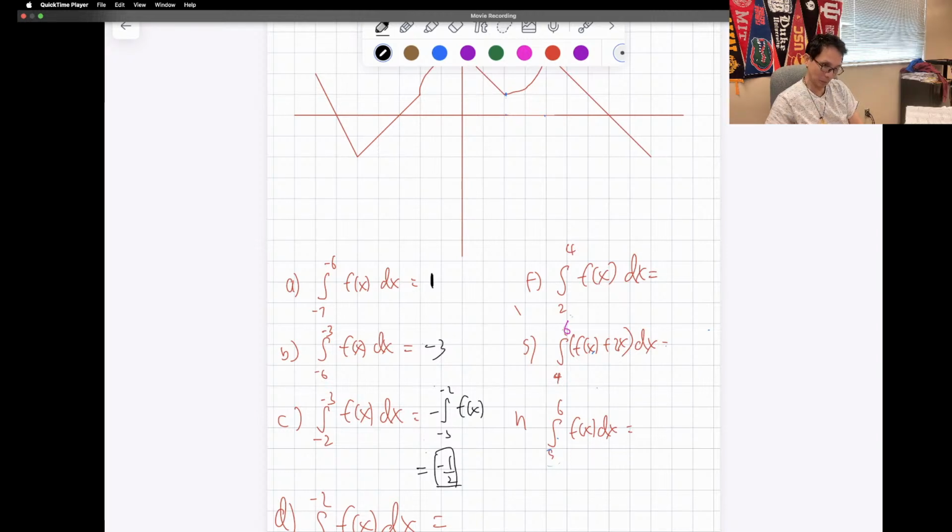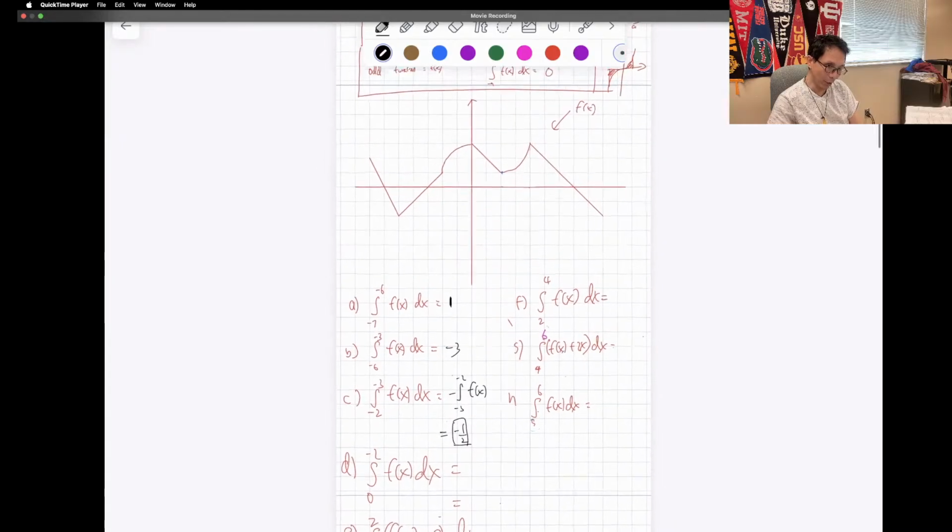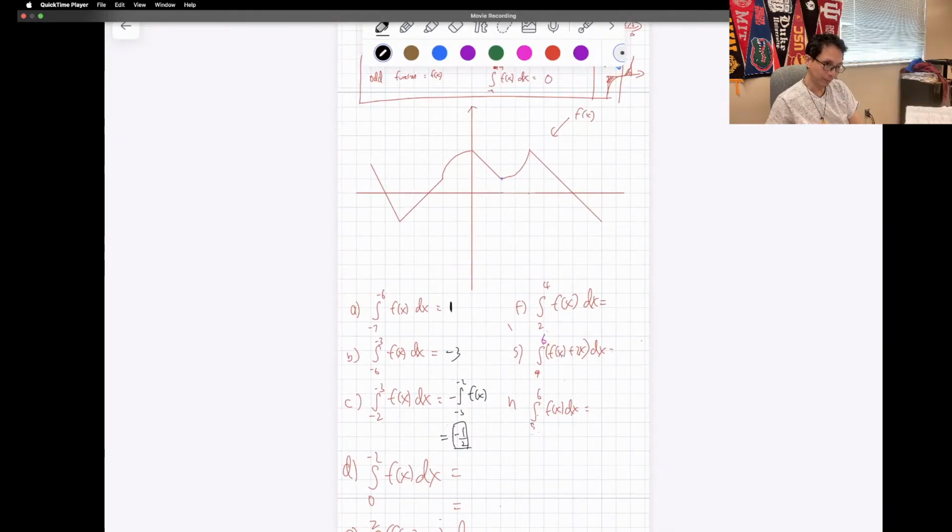Oh yeah. I was trying to figure out. Okay, so D. D is the integral from 0 to -2 of f of x dx. This one's kind of tricky. You said 0 to -2? 0 to -2, yes.